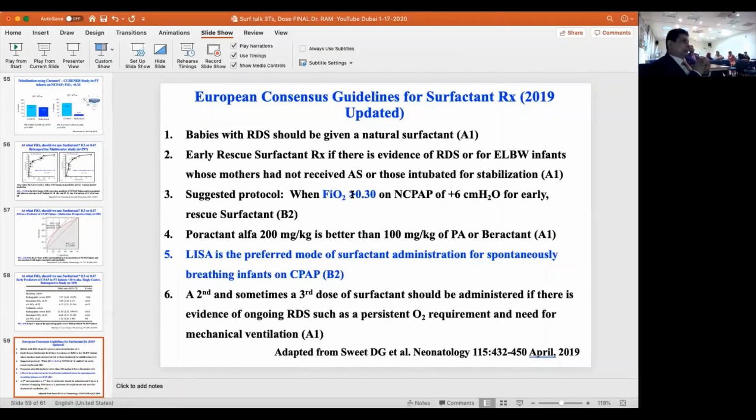Suggested protocol when the FiO2 is more than 0.3 on nasal CPAP. Again, the recommendation of CPAP went from 5 to 6. Poractant alpha 200 milligram per kilo is better than 100 milligram per kilo of poractant alpha or beractant, evidence A. LISA is the preferred method of surfactant administration for spontaneously breathing babies. Sometimes the babies may require a second or third dose.